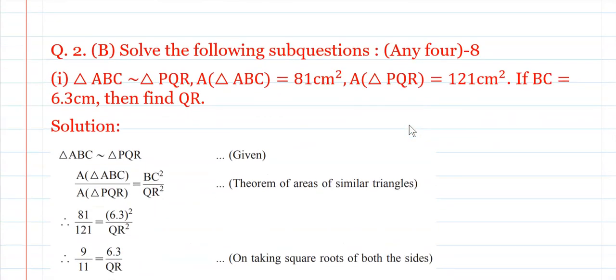Now the next. Solve the following sub question, Q4. Triangle ABC is similar to triangle PQR. Area of triangle ABC is 81 centimeter square. Area of triangle PQR is 121 centimeter square. If BC is equal to 6.3, then find QR. Now, as these two triangles are similar, this is the given.